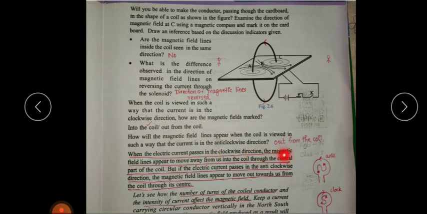So underline these important points. When the electric current passes in the clockwise direction, the magnetic field lines appear to move away from us into the coil through the central part of the coil. But if the electric current passes in the anti-clockwise direction, the magnetic lines appear to move out towards us from the coil through its center.